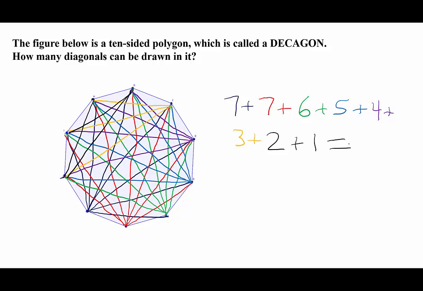So let's add these up. We've got 7 plus 7 is 14, plus 6 is 20, plus 5 is 25, plus 4 is 29, plus 3 is 32, plus 2 is 34, plus 1 is 35. So it'll be 35 diagonals. Yep, so we got a total of 35 diagonals.